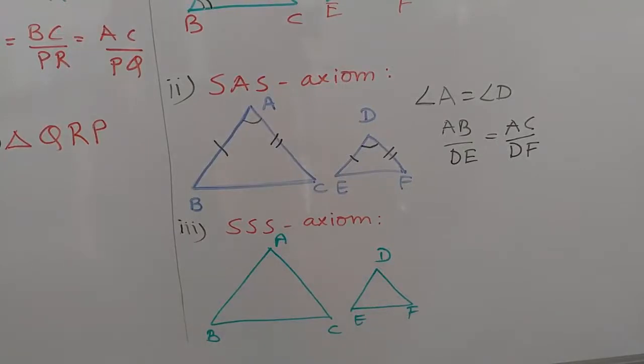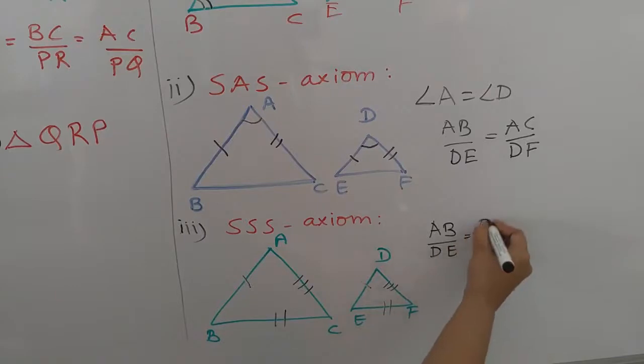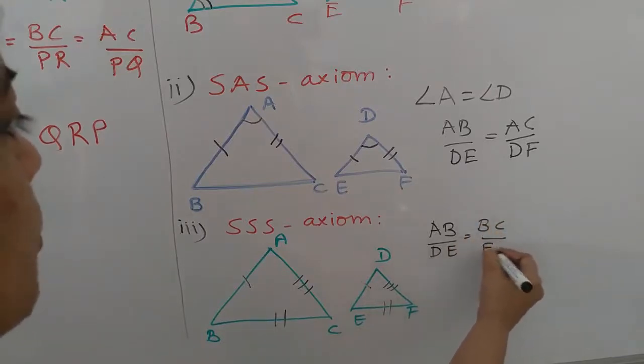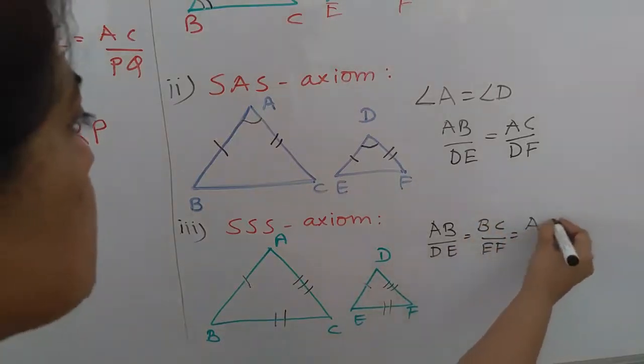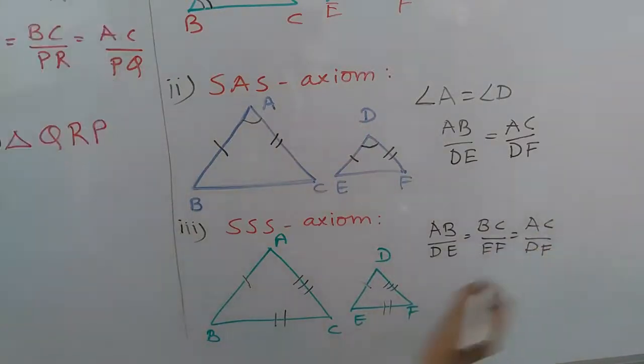SSS means side, side, side. It means AB ratio DE, BC ratio EF, and AC ratio DF. All three ratios are equal, like AB ratio DE, BC ratio EF, and AC ratio DF. Then we can say that by SSS axiom, these two triangles are said to be similar.